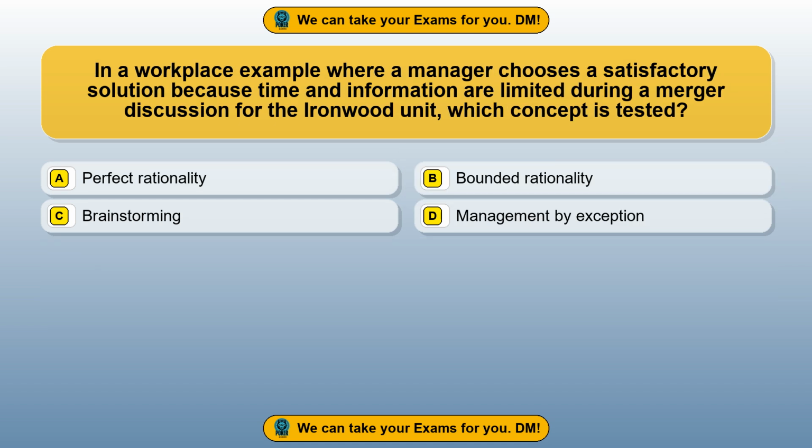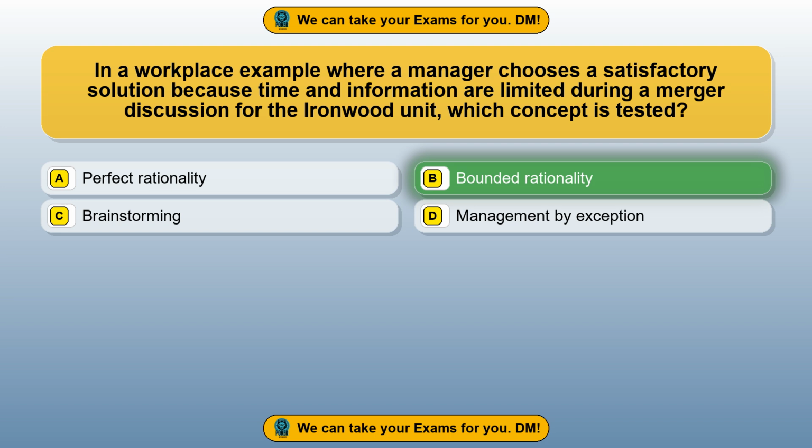Question 5. In a workplace example where a manager chooses a satisfactory solution because time and information are limited during a merger discussion for the Ironwood unit, which concept is tested? Option A. Perfect rationality. Option B. Bounded rationality. Option C. Brainstorming. Option D. Management by exception. The correct answer is option B.